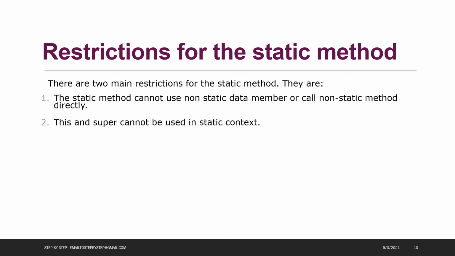So what are the restrictions for the static method? There are two main restrictions. The static method cannot use non-static data members or call non-static methods directly. That means you cannot use a non-static variable inside the static method. Also, you cannot call a non-static method inside the static method. Also, in a static context, you cannot use this and super. Super is another keyword. So these two keywords you cannot use in a static context.